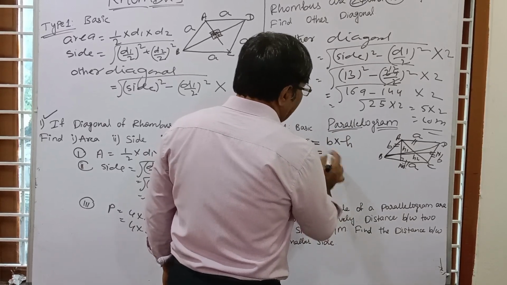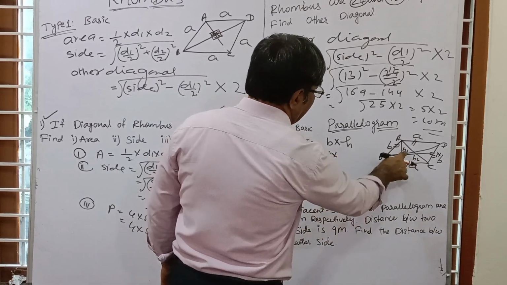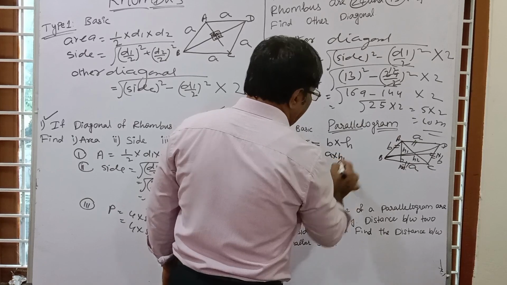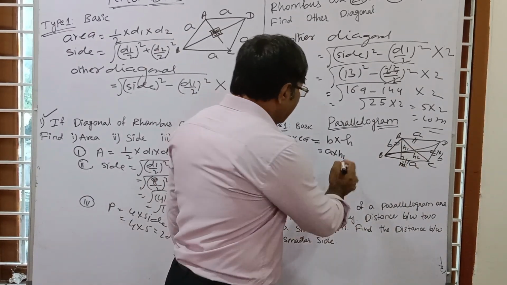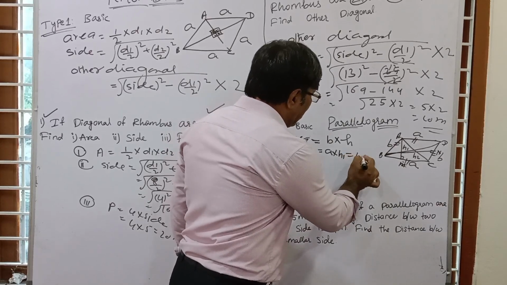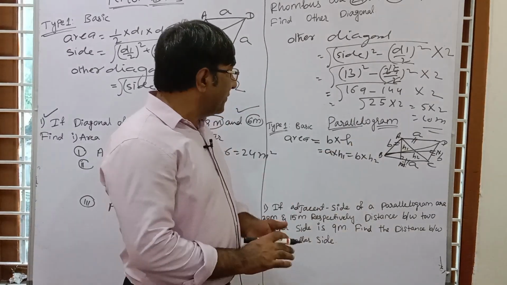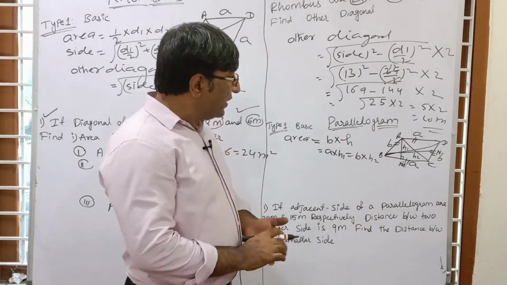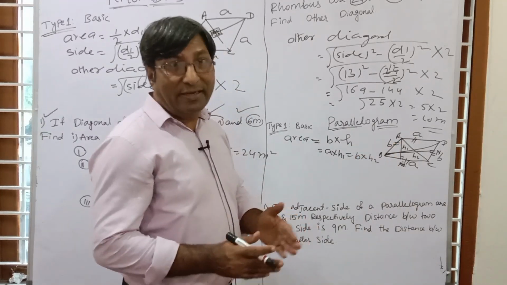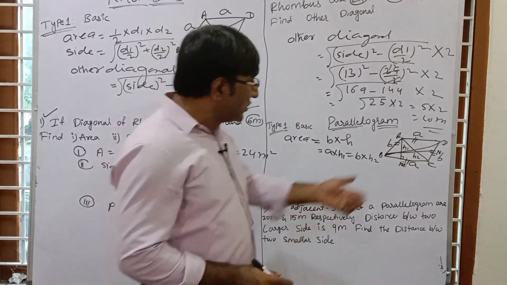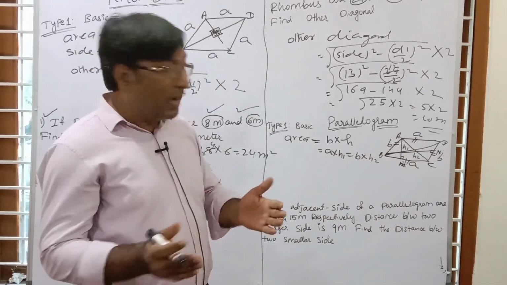So suppose base is A, then A into what? That is H1. H1 is the perpendicular distance between the two larger sides A. And this is equal to B into H2. So this is the most important concept. The area of parallelogram is base into height. So when the base is the larger side, then the perpendicular distance between the larger sides is the height. And when the base is the smaller side, then the perpendicular distance between the smaller sides will be the height.